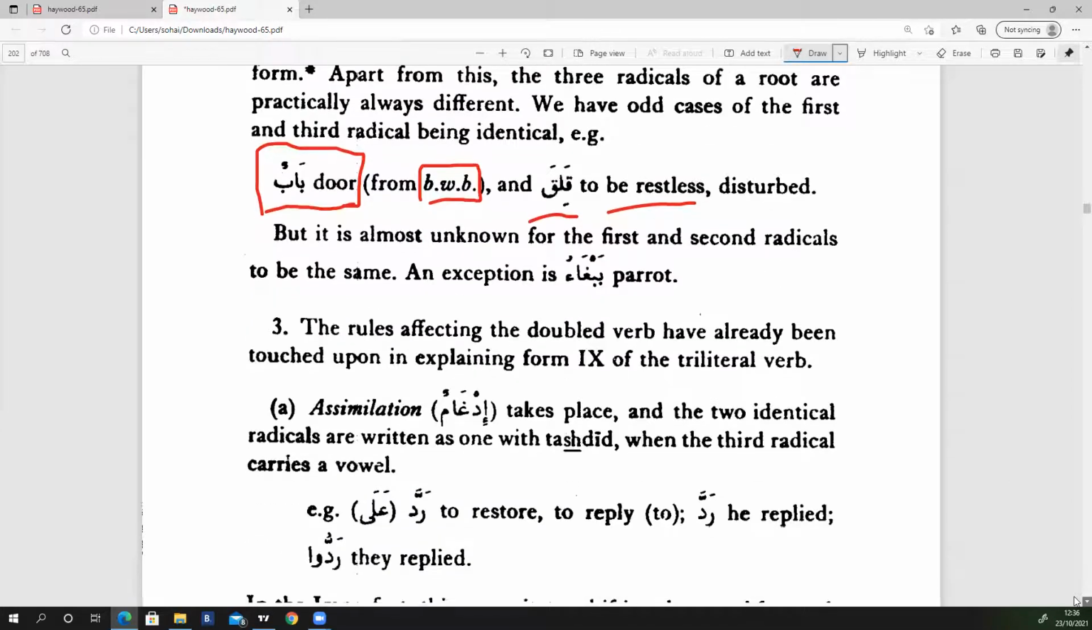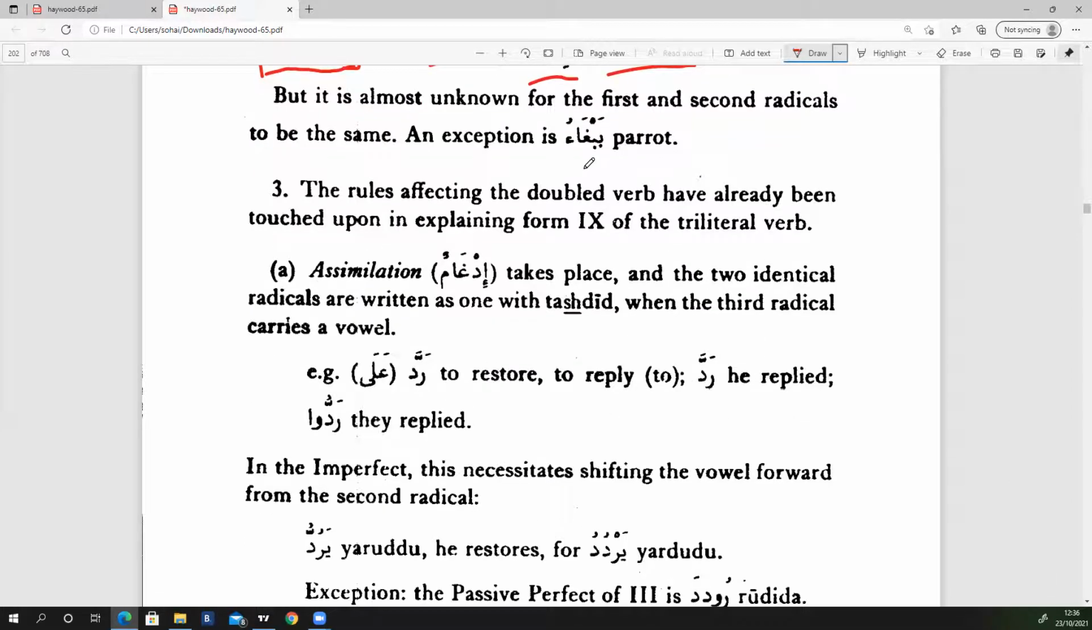So in nouns, the first and second root letters are rarely the same. An exception here is babgha'u. The root letters are ba, ba, ghain. Right? So here it says the rules affecting the double verbs. The rules affecting shadda have already been touched upon in form 9, ihmarra, yahmarru, and so forth. So here we're just going to focus on expanding on that. Here assimilation is called idgham.